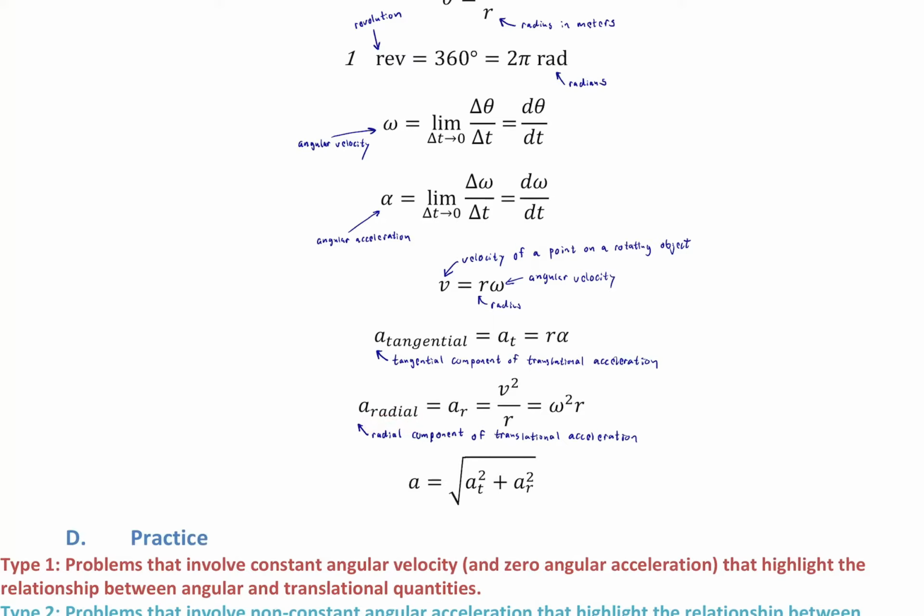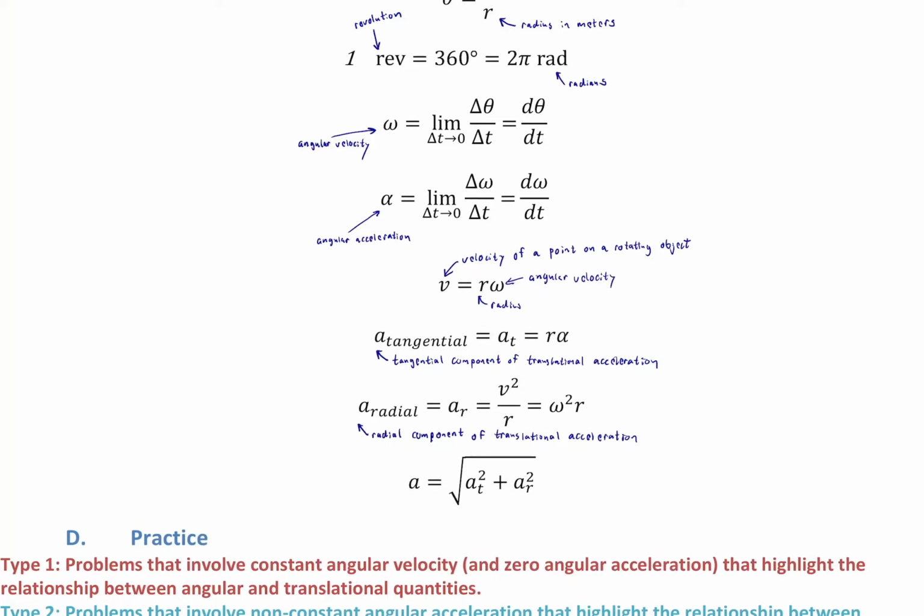We've certainly seen that before. And that means, since v is r omega, we can substitute in v for r omega, cancel out one of the r's, and find that the radial component of translational acceleration is omega squared r. All right, that's pretty interesting. So that's telling us that the radial component of translational acceleration grows with the square of angular velocity.